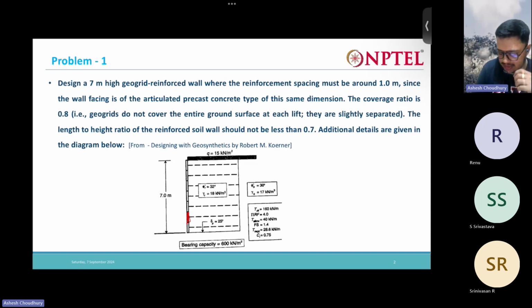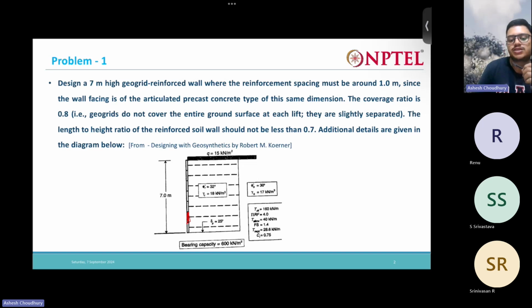T ultimate is given as 160 kilonewton per meter, and then we have the cumulative reduction factor, which is 4. Obviously 160 divided by 4, we get the allowable as 40 kilonewton per meter, and if we again divide by the factor of safety, we get the design tensile strength of each of the geogrids, that is 28.6 kilonewton per meter.